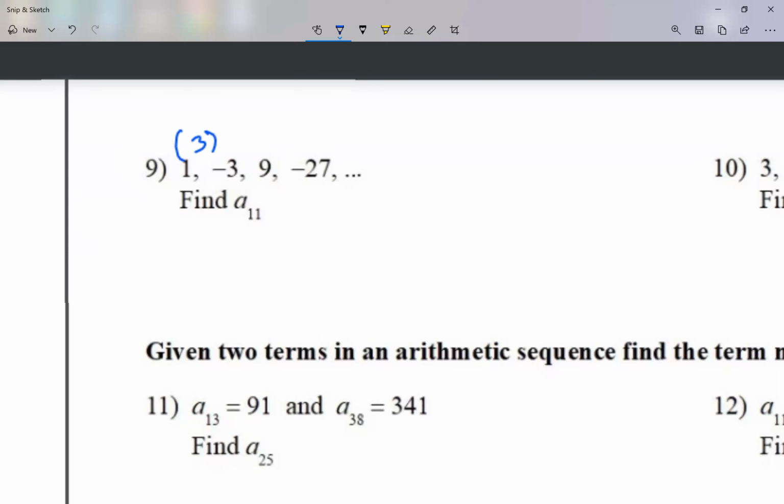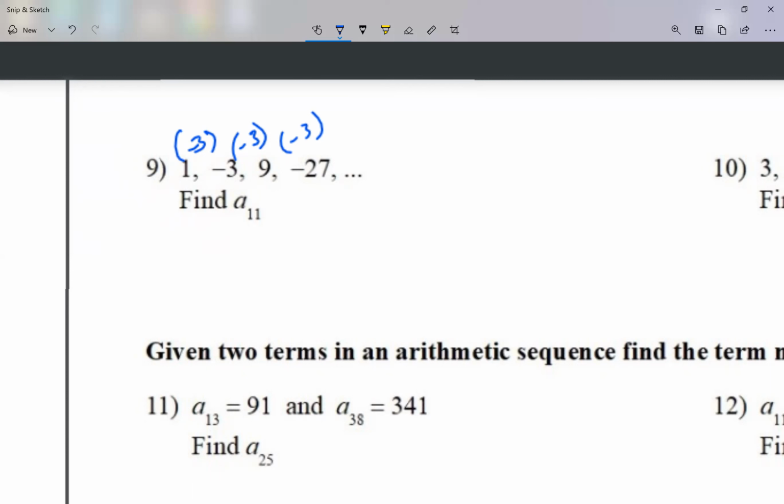Another thing that I notice is that the sign switches, positive, negative, positive, negative. So when I multiply by negative, that's going to make my sign switch. 1 times -3 is -3. -3 times -3 is +9. +9 times -3, yeah, that's -27. So I just found out that it's multiplication this time.